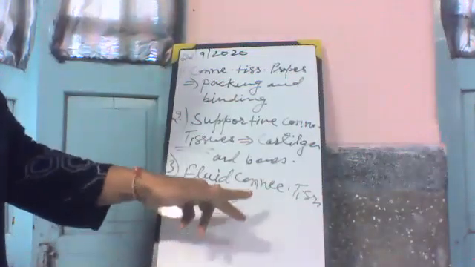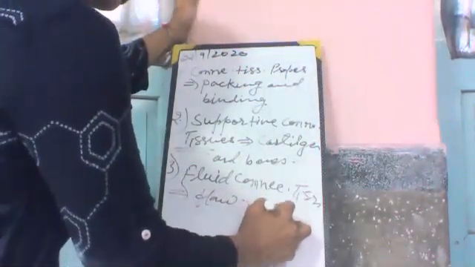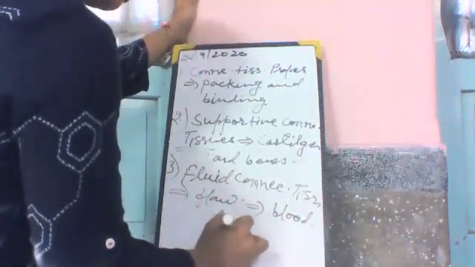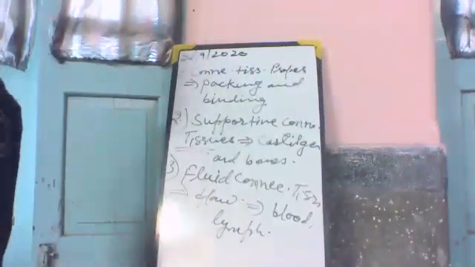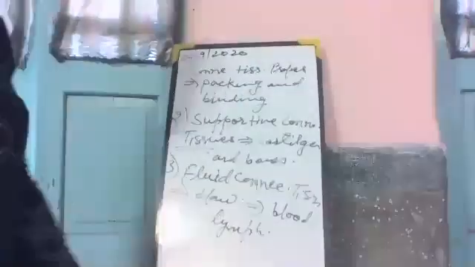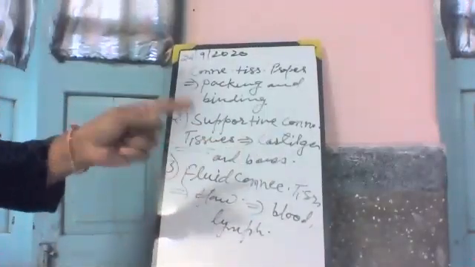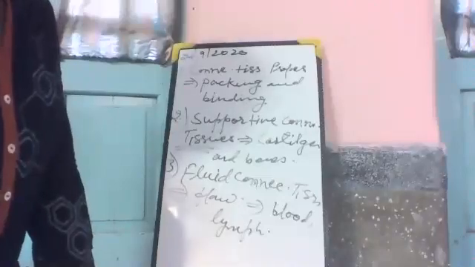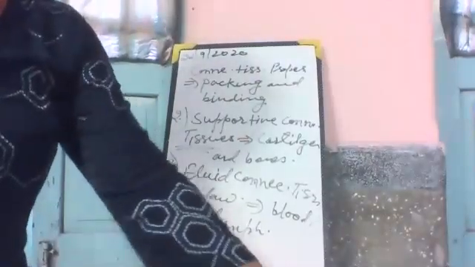In this, blood and lymph take part. Blood is a liquid and lymph is also a liquid. The connective tissue is again divided into three parts. The connective tissue proper performs the activity of packing and binding. The next is supportive connective tissue. They bind the cartilage and bones, meaning bone to bone and bone to muscle. And the third type is fluid connective tissue, which is present in blood and lymph. We will see them one by one.